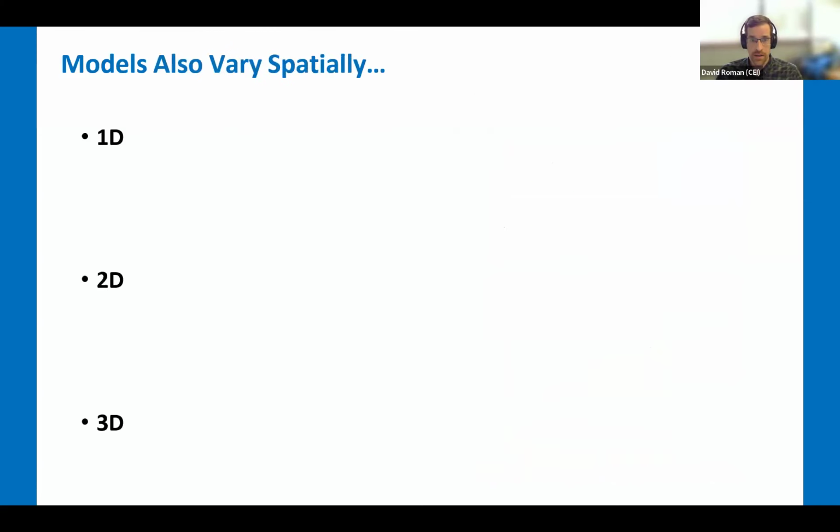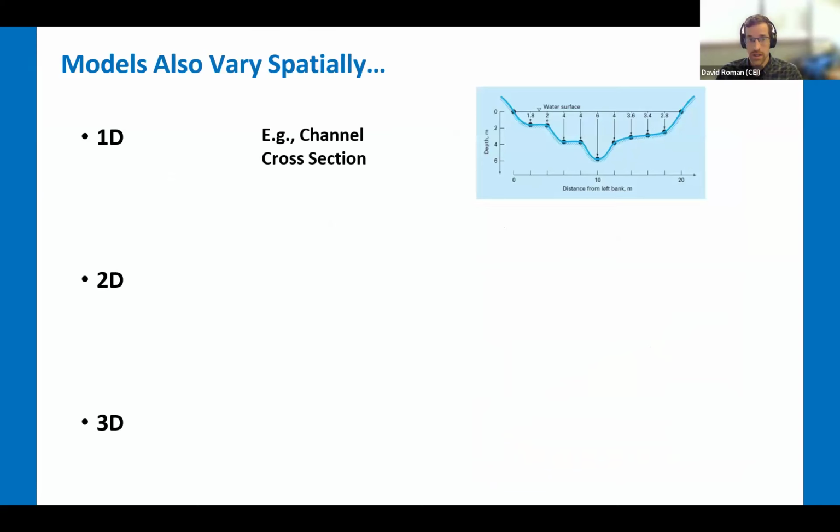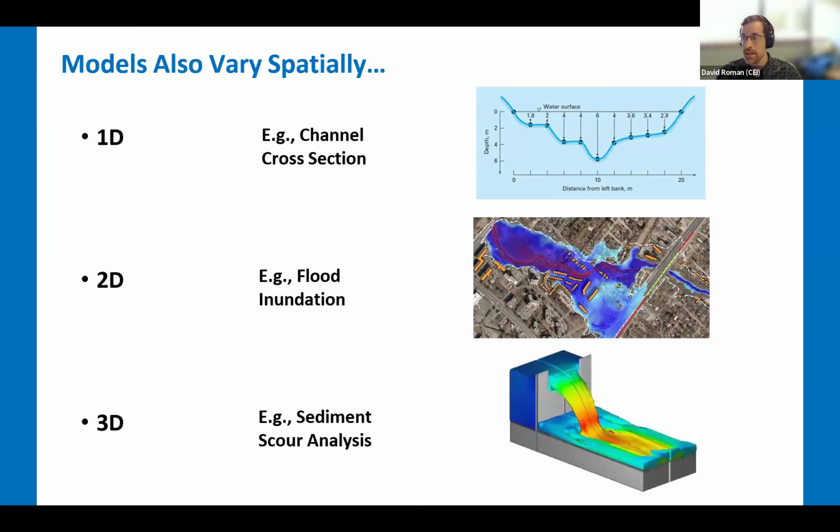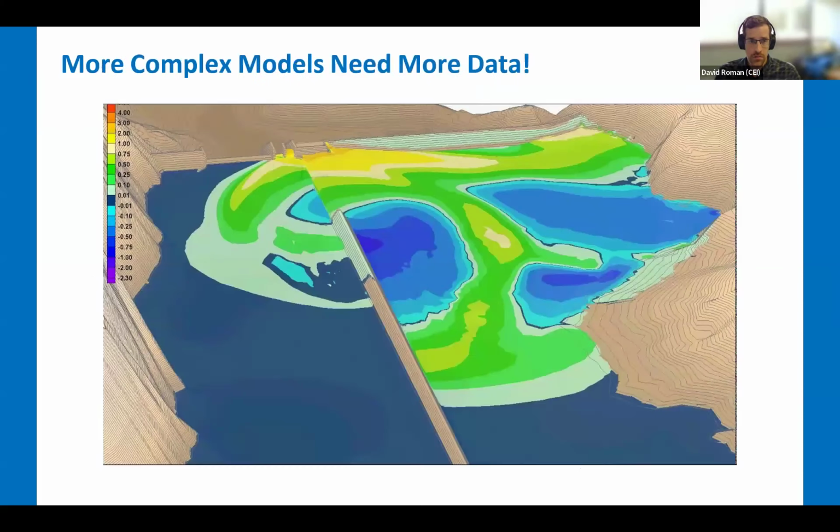Models can vary spatially, so we can just be looking at a 1D model, like a cross section. Sometimes you want a little bit more resolution. For example, if you're doing a flood model, you want to know not only how high the water is going to get, but where the water is going to extend to. And then we can get into the 3D modeling world, where there are all sorts of applications like doing scour analysis. In general, more complicated models will need more data.